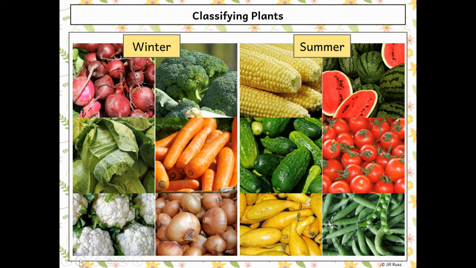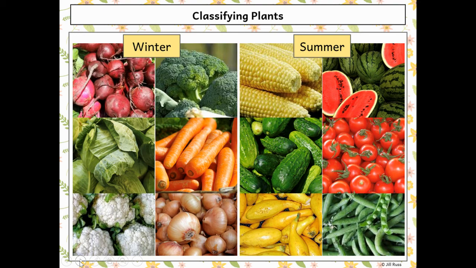Here are two other types of plants. The ones on the left grow and ripen in the winter, and the plants on the right grow and ripen in the summer. Some are fruits and some are vegetables. Some are roots, some are stems, some are leaves. You should be noticing some of that from our plant structures discussion.